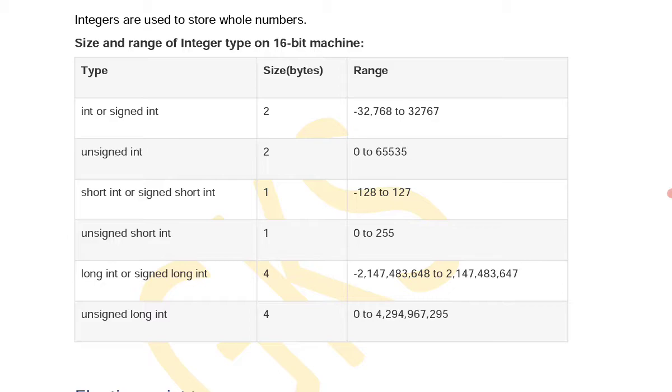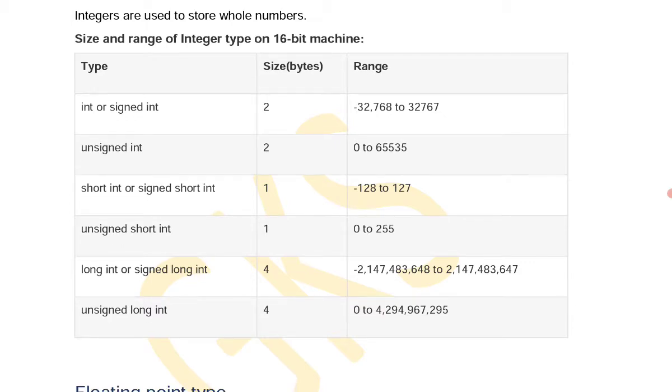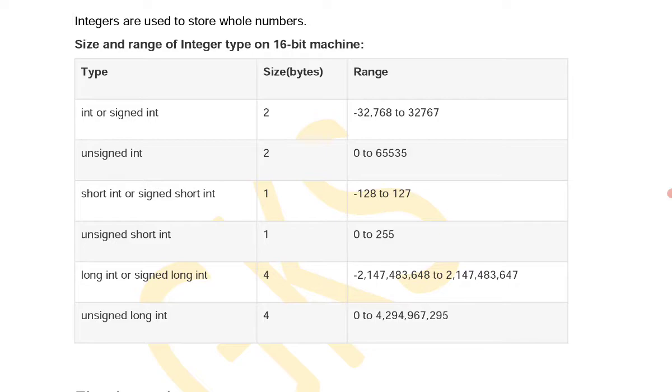Signed int and unsigned int. Unsigned means only positive numbers. Signed integers support both positive and negative numbers. The unsigned int data type is also used to store up to 2 bytes of information, and the range is 0 to 65535.